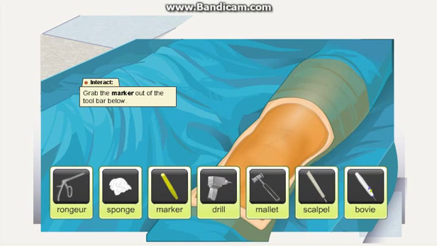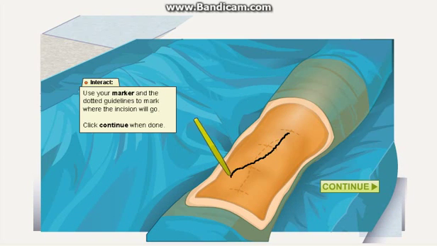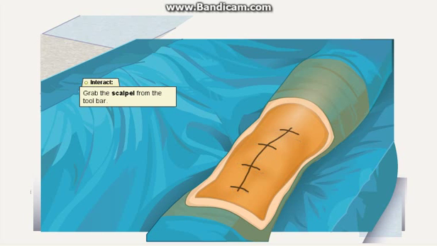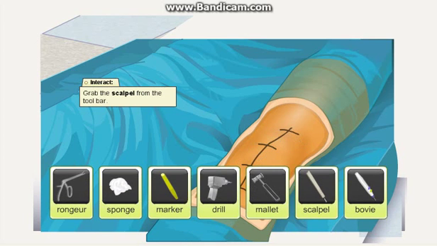Use the sterile marker to draw the location for our incision, and don't forget to mark the perpendicular lines too. Typically, the incision line is 6 to 7 inches long. Outstanding. Now for the incision. Take the scalpel and cut the skin following your markings.